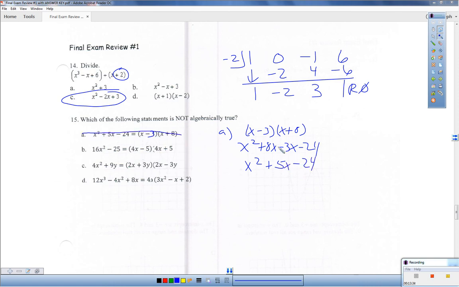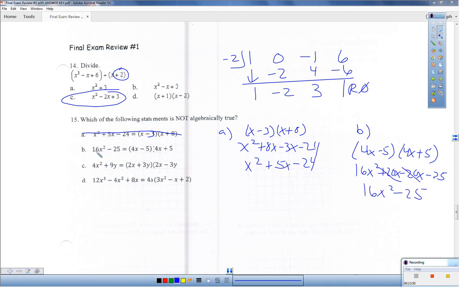That worked out good. All right, for the next one, for B, let me do (4x minus 5)(4x plus 5). For this I get 16x squared plus 20x minus 20x minus 25. Those cross out, leaves me 16x squared minus 25. That one's true, so that one's good.